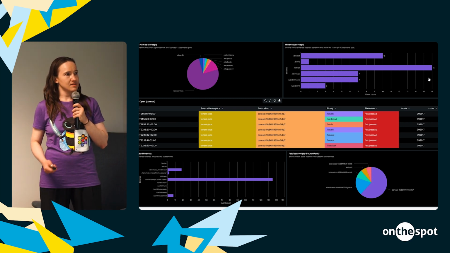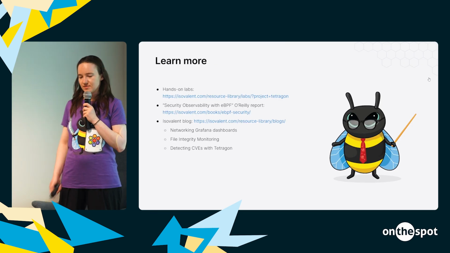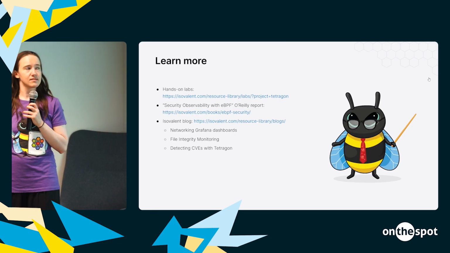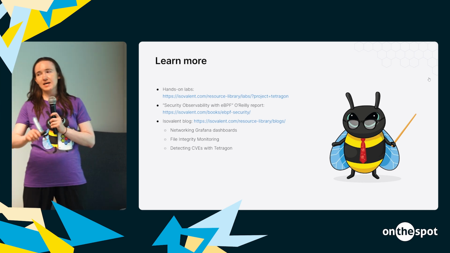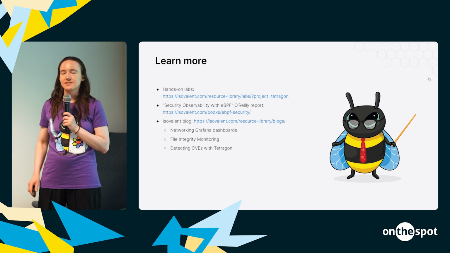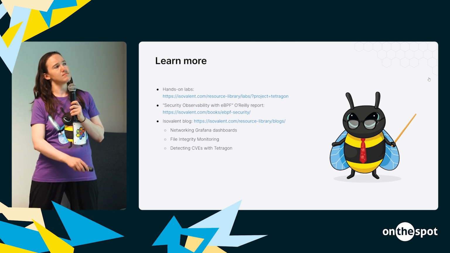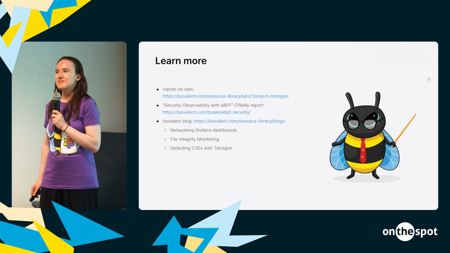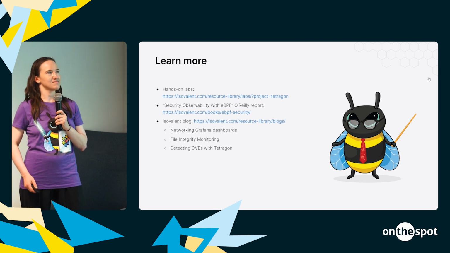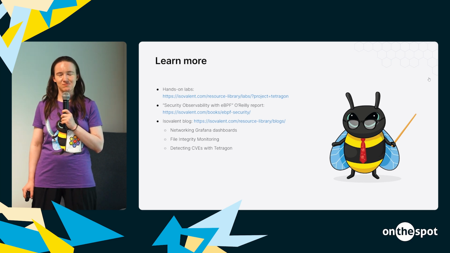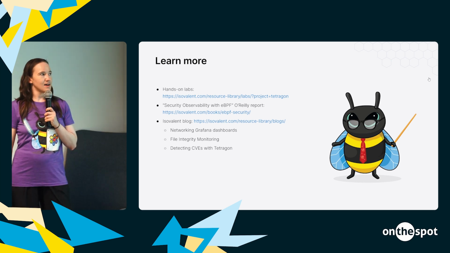All right, so this was it to wrap up. To learn more, I put a few links here. If you want to learn more, we have hands-on labs on the Isovalent website. There are not that many specifically for Tetragon. I think some of them are for Cilium, but there are some. So feel free to take a look and do the labs. They are pretty fun and, I think, an efficient way to try it out without installing Tetragon in your own environment.